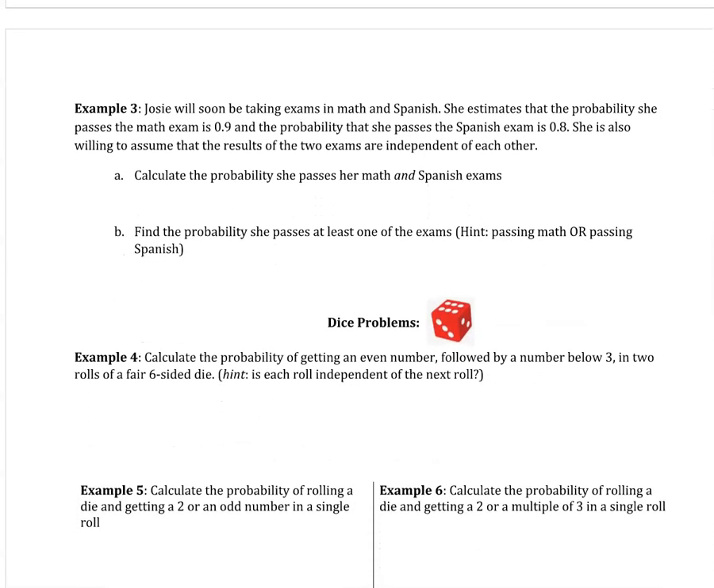Josie will soon be taking the exams in math and Spanish. She estimates that the probability she passes the math exam is 0.9, and the probability she passes the Spanish exam is 0.8. She's also willing to assume the results of the two exams are independent of each other. So that just means that whether she passes math or not has no influence on whether she passes Spanish. We want to calculate the probability she passes math and Spanish.